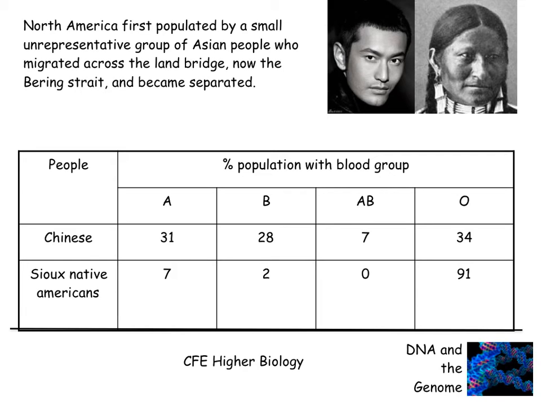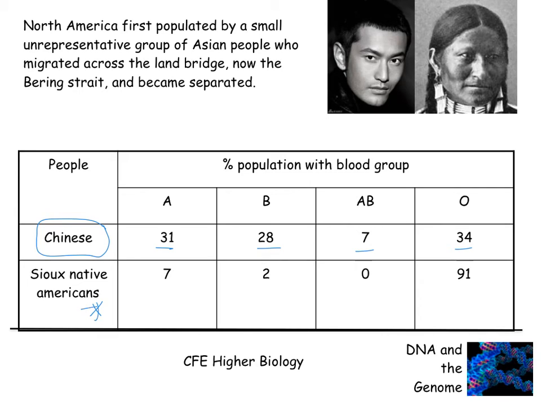And then they became isolated from the rest of their original population. And the founder effect is believed to account for the differences in the percentages of the population possessing certain blood groups. And you'll see this here. So the original group that it is thought these Native Americans came from were Chinese. And you'll see the percentage of blood groups there for A and B and AB and O group.